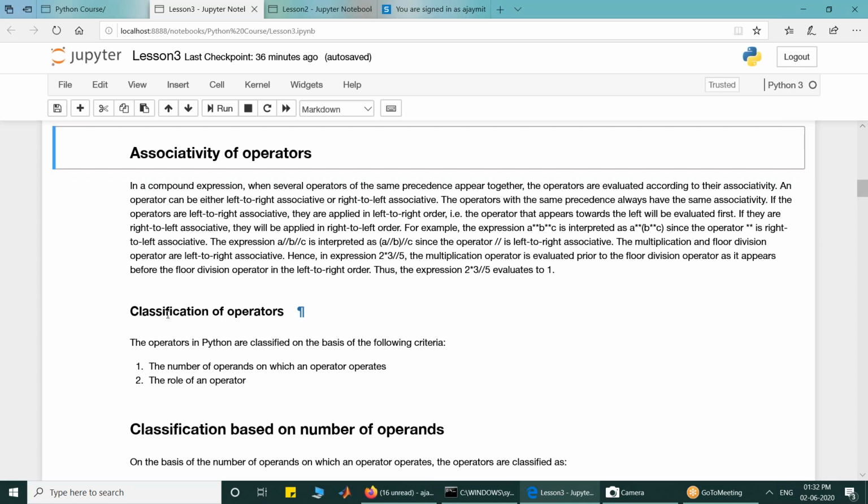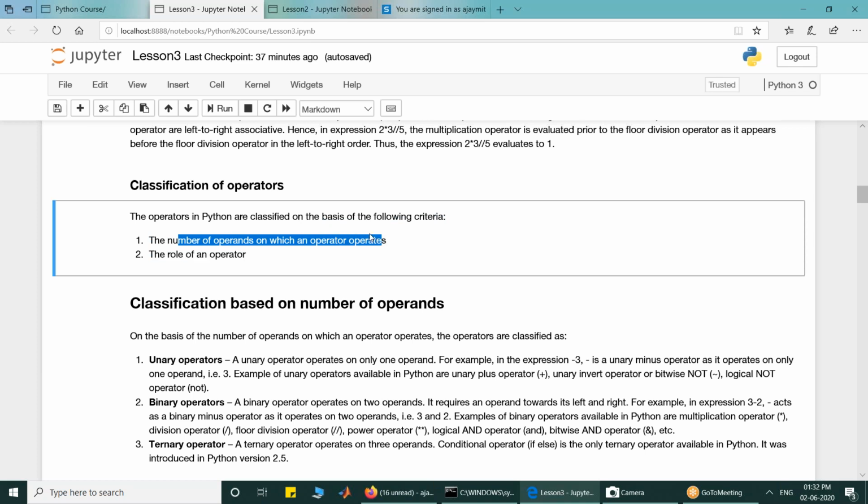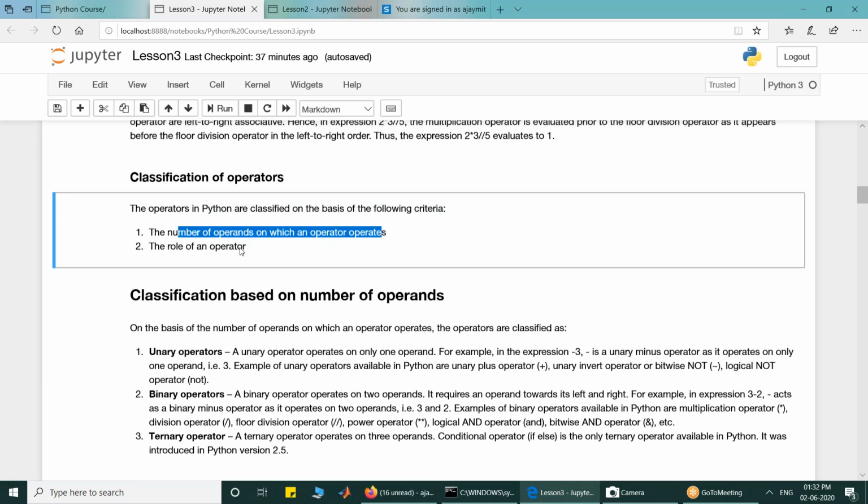Okay, good. So then we have to look at how we classify our operators. The classification of operators depends upon different things. We have classified operators on the basis of the number of operands they operate upon. This is the first criteria. And the second criteria according to which we have classified is the role of the operator. So depending upon the number of operands on which your operator operates, we classify our operators as unary operators.